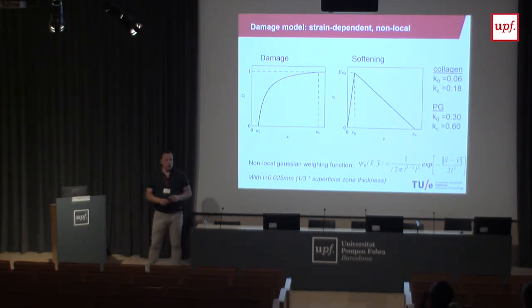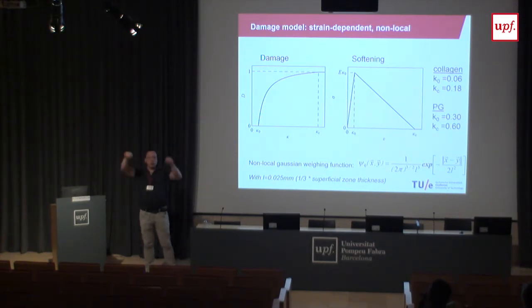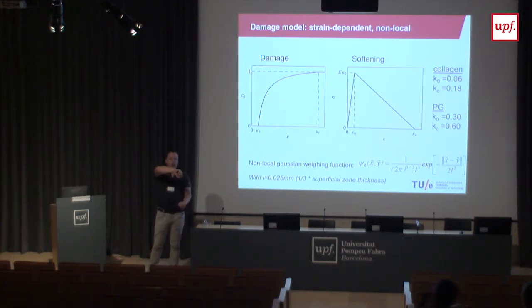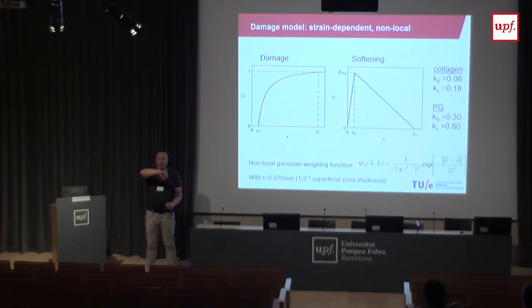So what we did is, for the collagen, we said that if the collagen is strained to a certain extent in the direction of the collagen, wherever we are, then if it crosses 6%, and that's based on literature values, we start to get damage. If it reaches 18% strain, it will be completely damaged.